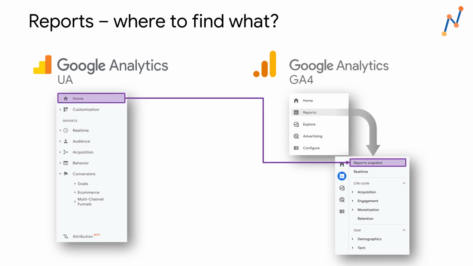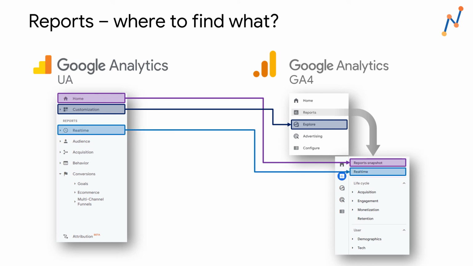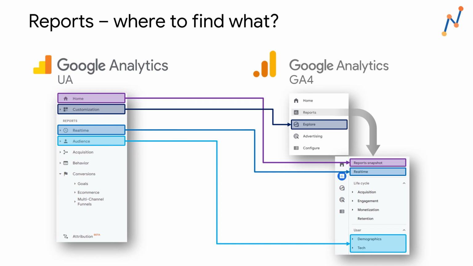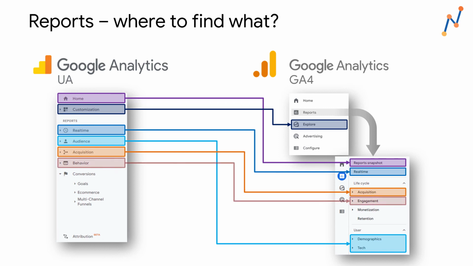Useful content from Home now can be found in Reports Snapshot. Customization has more or less been gone, but the Explore section in GA4 is an excellent successor for this. The Real-time report is named the same, but has been significantly condensed to only one single report. Some of the audience reports can now be found in Demographics and Tech. Everything else has disappeared. Also, Acquisition is named the same, but has been reduced to a few reports. Behavior can now be found under Engagement and also has been reduced to only a few reports.